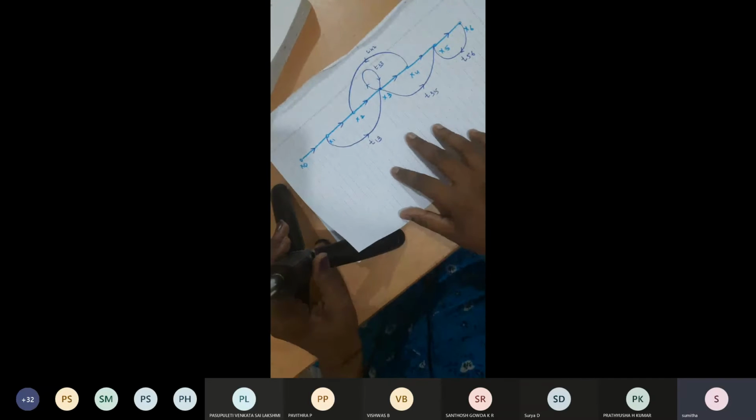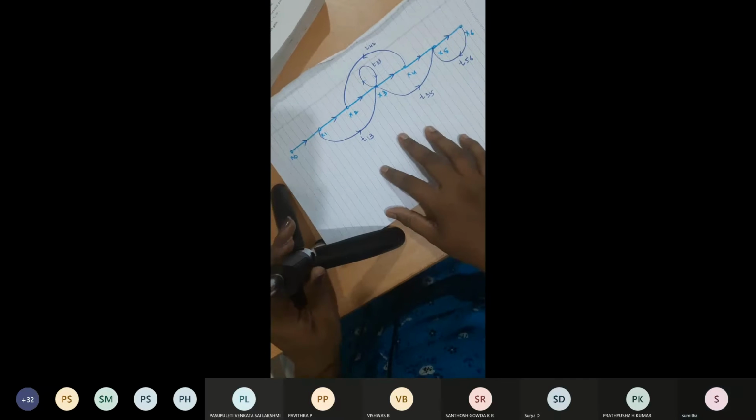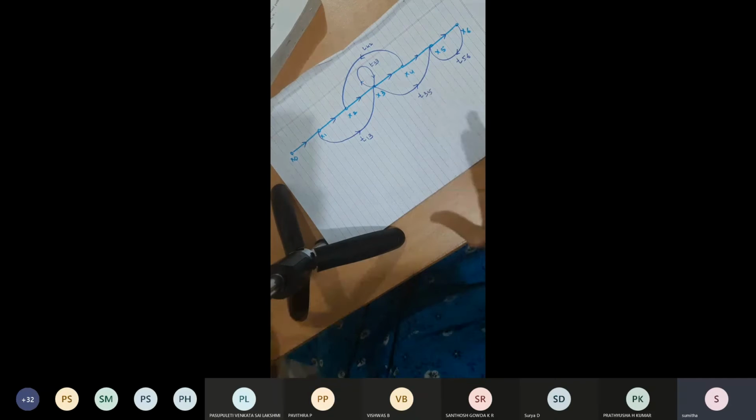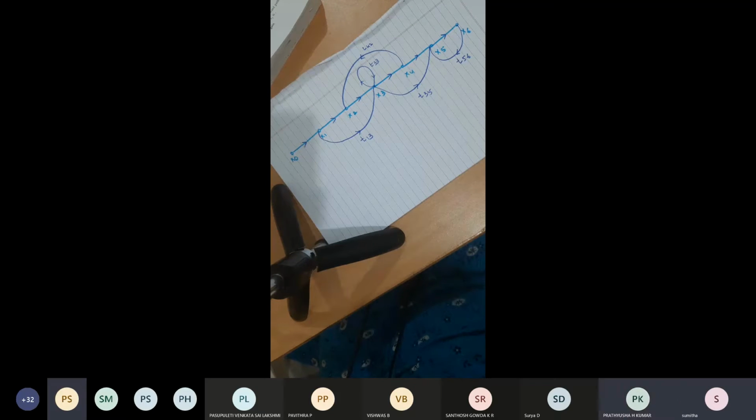Are all the 6 nodes visible to you people? Oh, 5 nodes also is sufficient. If you have 5 nodes visible, fine. 6th node later. Yes, ma'am.